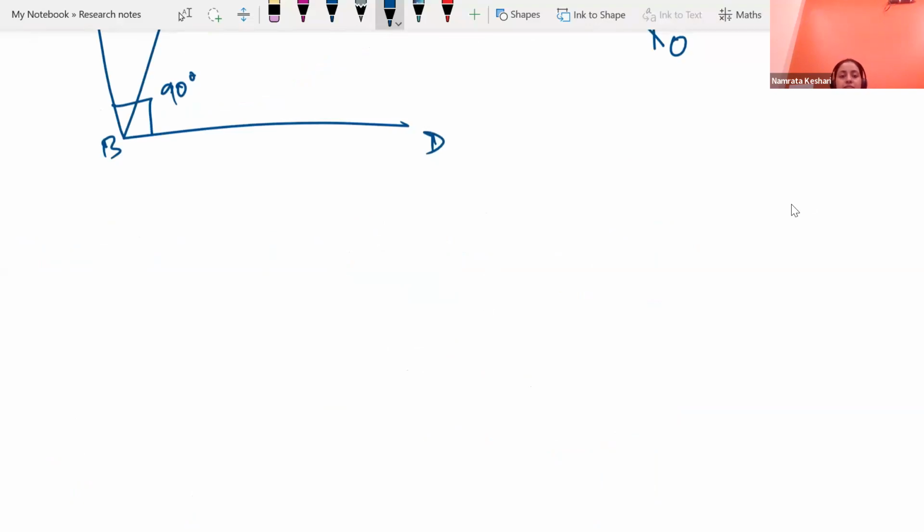Postulate number one is that a straight line can be drawn from one point to another point. Postulate number two is that a terminated line can be drawn indefinitely. Postulate number three is a circle can be drawn from any radius, and postulate number four is all right angles are equal. With any center. Okay, perfect.